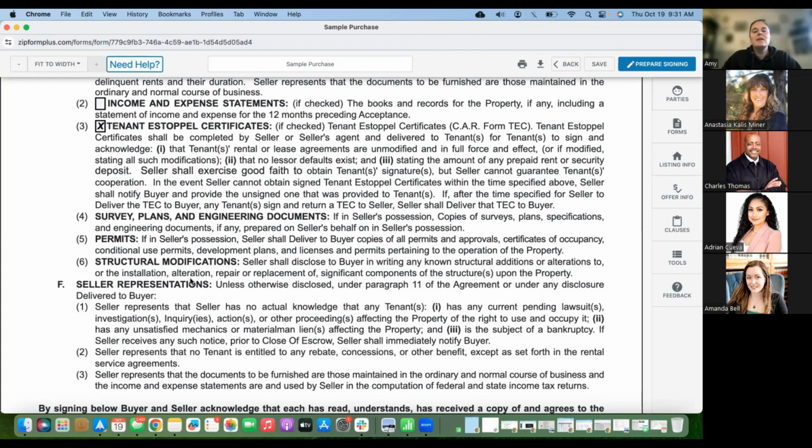Six is structural modifications. Seller shall disclose to buyer in writing any known structural additions or alterations, or the installation, alteration, repair, or replacement of significant components of the structure upon the property. Okay, so any changes to the property.